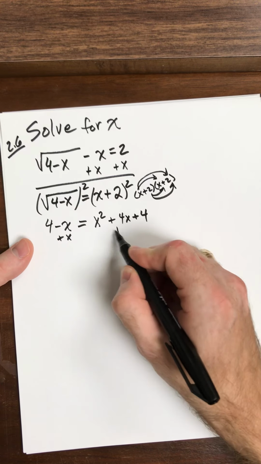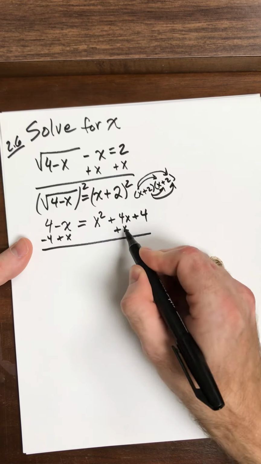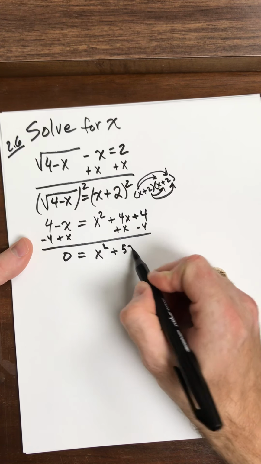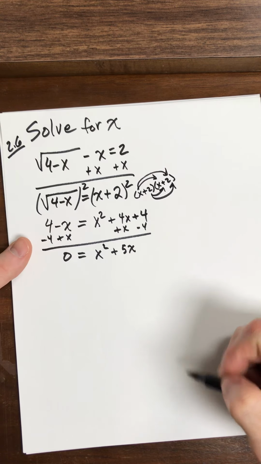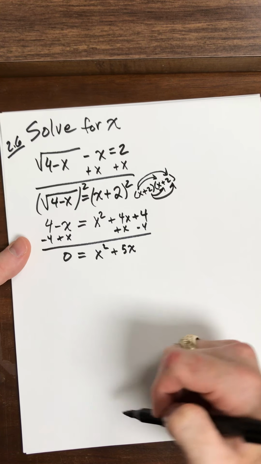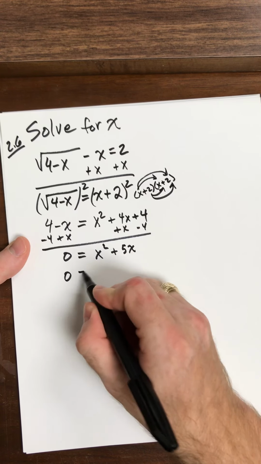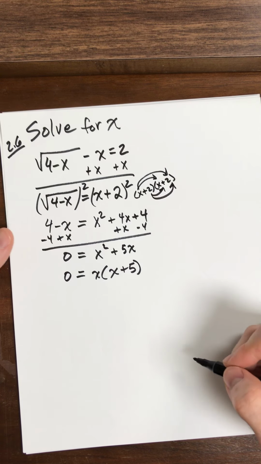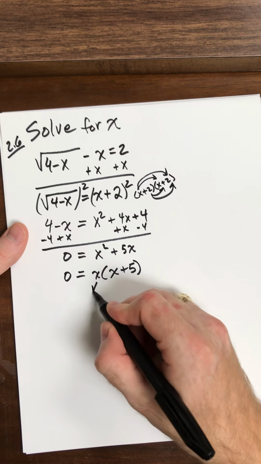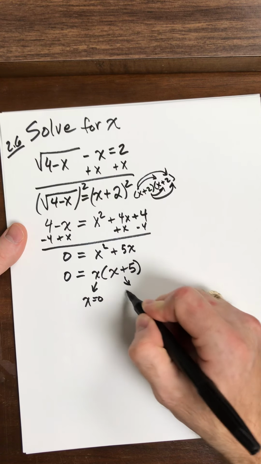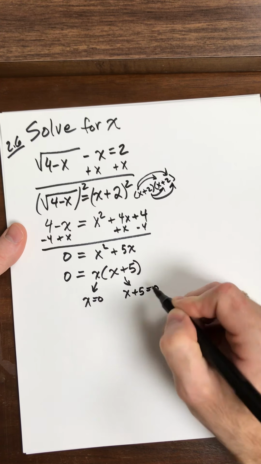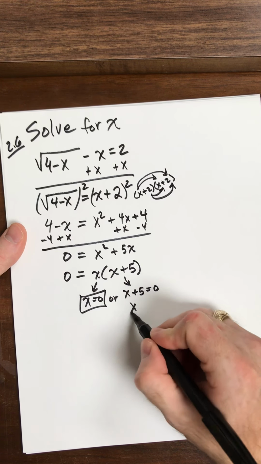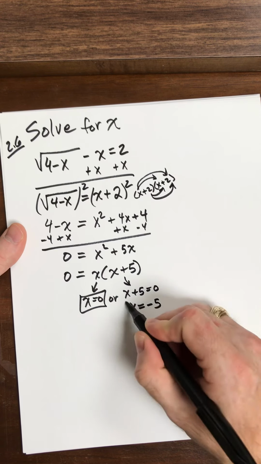So plus x, and then minus 4 and minus 4. So 0 equals x squared plus 5x, and then the 4 and negative 4 cancel. So is there anything in common between these two that we can factor out? Sure is. I can factor an x out here, and I have x plus 5. Okay, this is cool because now I can set each piece equal to 0. All right, and so this one here, x equals 0, or this one here, x equals negative 5.